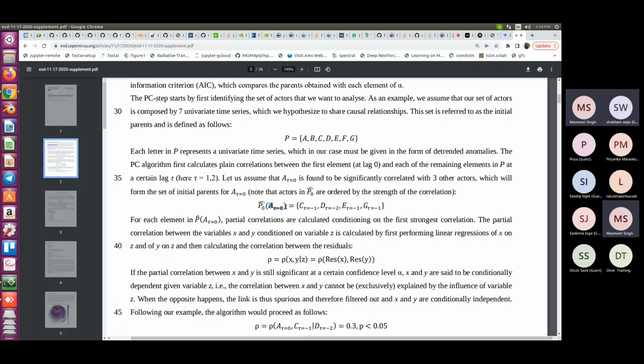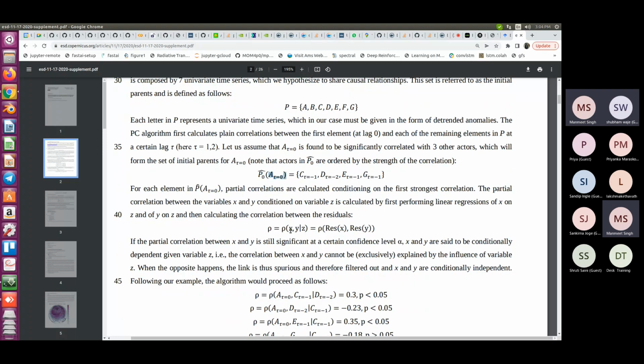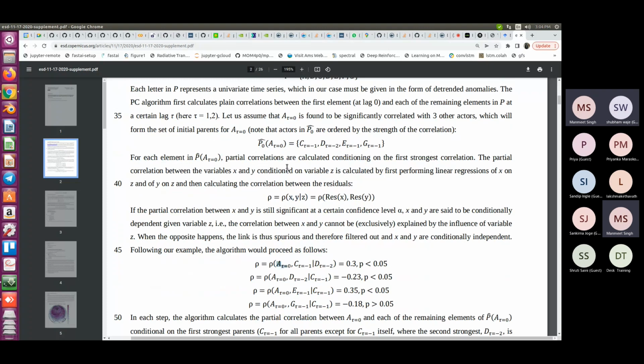So we basically are trying to find out the confounders. What we will do is find the correlation between X and Y, conditioned on Z. For example, the correlation between A at tau equal to 0 and C at tau equal to -1. C is a parent of A. So we are trying to find the partial correlation of these two, but conditioned on D at tau equal to -2.